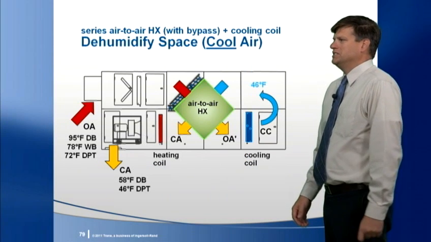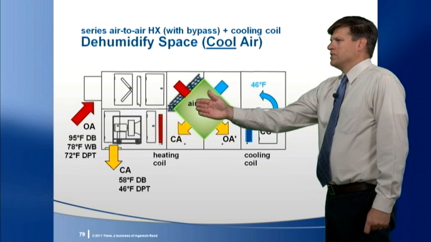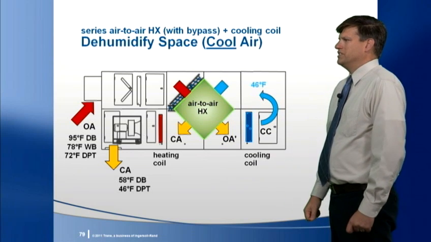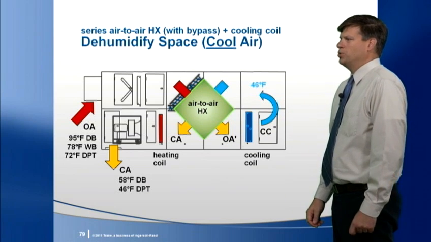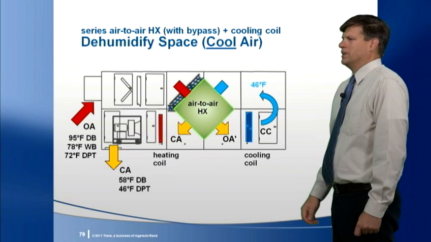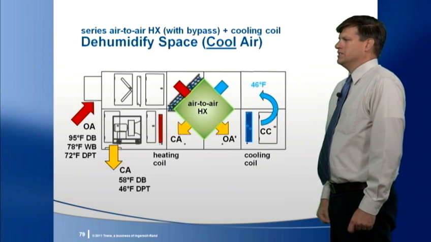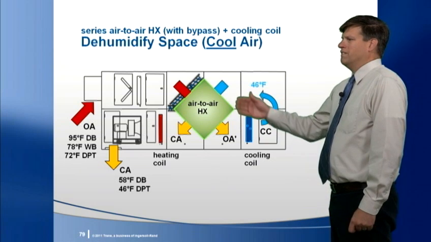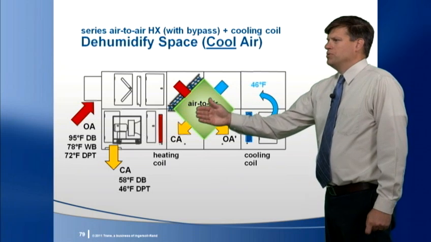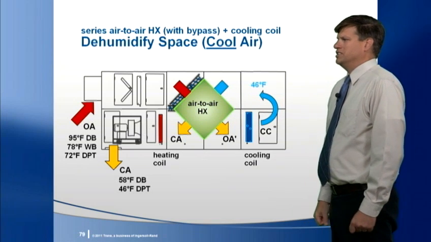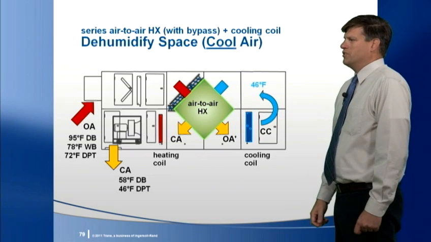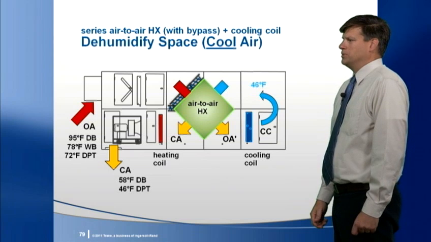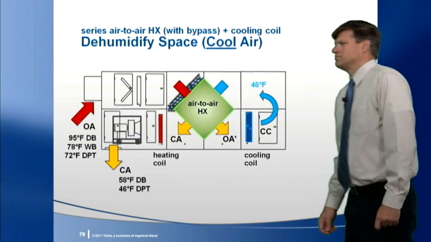In this configuration, outdoor air passes through the upstream side of the series heat exchanger, where the air is pre-cooled by the air leaving the cooling coil. Then the cooling coil dehumidifies the outdoor air to the desired 46-degree dew point. Finally, this air passes through the downstream side of the heat exchanger, where it is reheated by the heat recovered from the air passing through the upstream side of the heat exchanger.